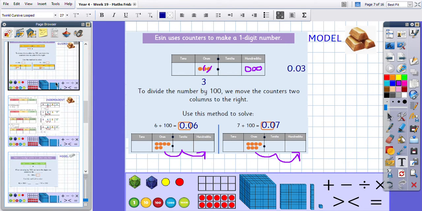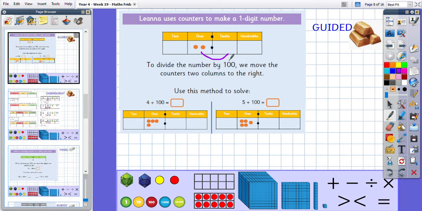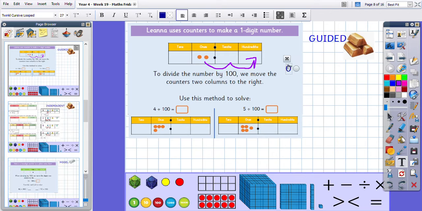Okay, so now we've done the model, it's time for the guided. So again, Leanna uses counters to make a one-digit number, and to divide this number by 100, we move the counters 2 columns to the right. So we would move our 2 counters to the right, and our answer would be 0.02 because I've got no ones, no tenths, and 2 hundredths because I've moved them both into the hundredths column. So now we've used this method, have a go at these two yourself. Pause the video now.